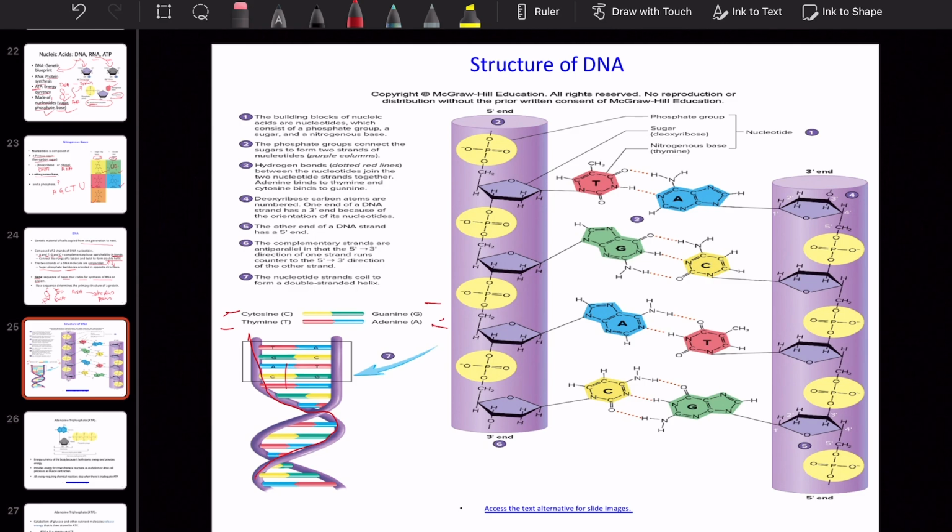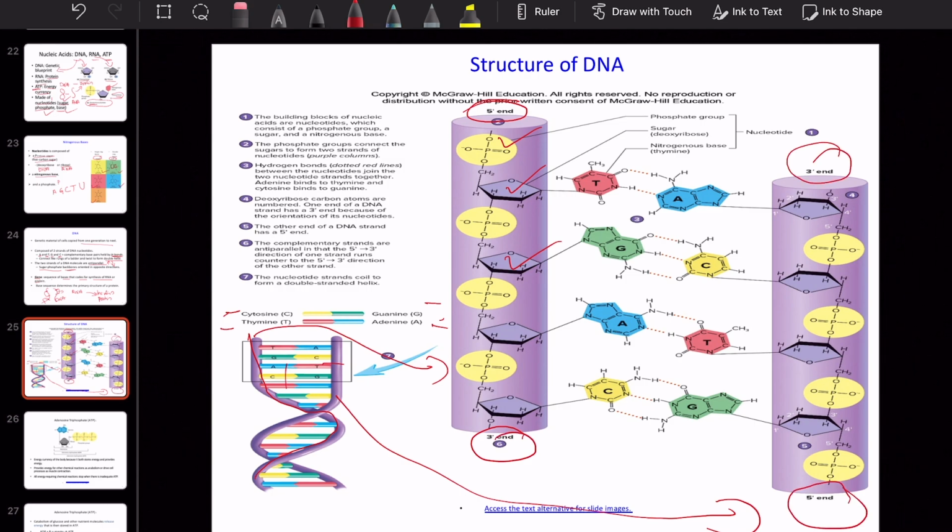We mentioned this is anti-parallel. That means this is one strand and this is the other strand, and we're taking a portion of this and enlarging it over here. Here the backbone is made of phosphate and sugar. This is the way it is arranged. This is a 5' end, this is a 3' end. It should be reversed over here, 3' to 5' end. That's why I say it's anti-parallel. One goes this direction, one goes the other direction.